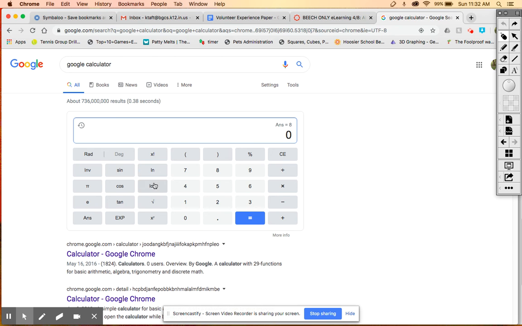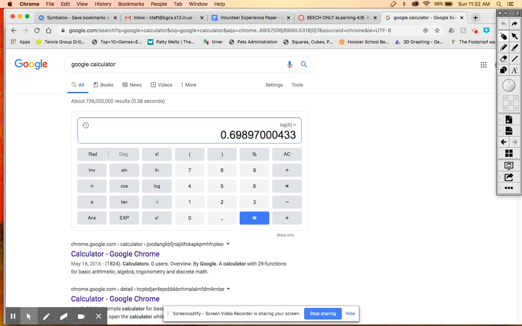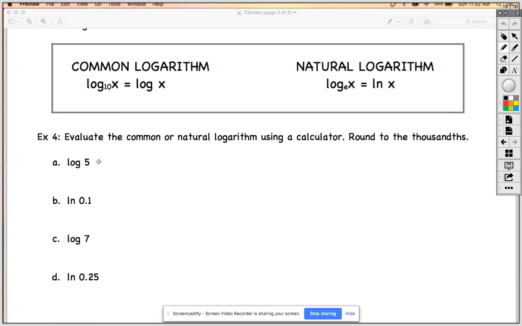So on Google Calculator, here's your log and your natural log button. So if you want to find log 5, you just type log 5. And I believe on our notes it said round to the thousandths place. So it'd be 3 decimals. So it'd be about 6, 9, 9, because this 9 would round the 8 up to a 9. So 0.699. And we're rounding, so that's why I use my approximation symbol.